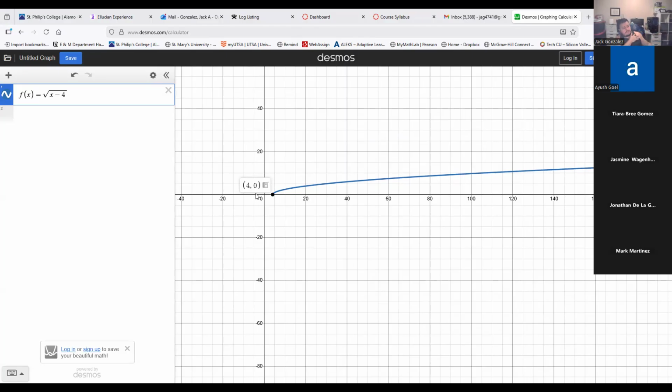Are there any questions on domain? Do you see it just depends on the function type? I'm going to send you, I don't know if I already did, the parent functions. That way you have an idea what each type looks like: square root, rational types, etc. Any questions on 12?